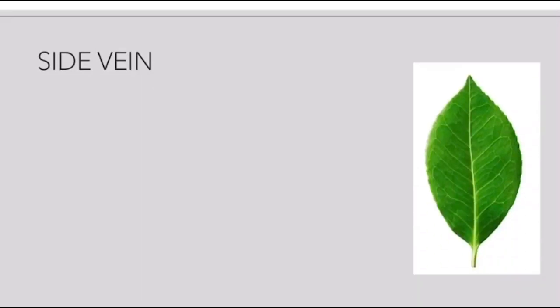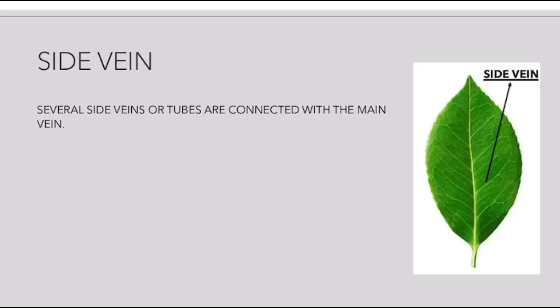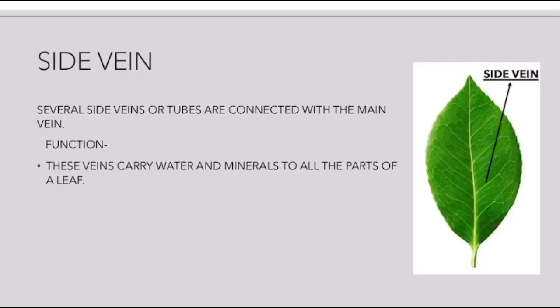Now we will see the side vein. You can see in the image that the arrow is on the small branches on the leaf, and these are known as side veins. Several side veins or tubes are connected with the main vein. And what is the function of the side vein? These veins carry water and minerals to all the parts of a leaf.